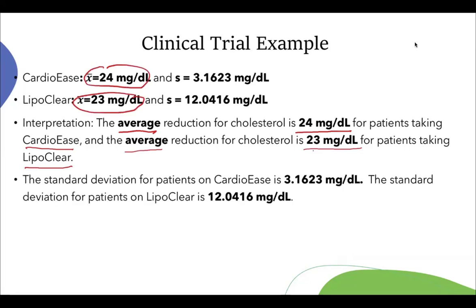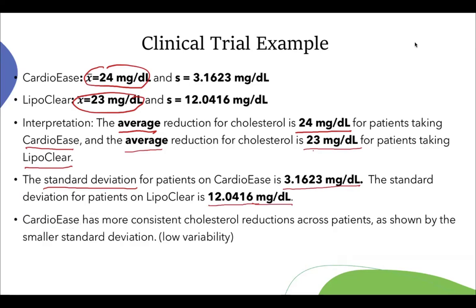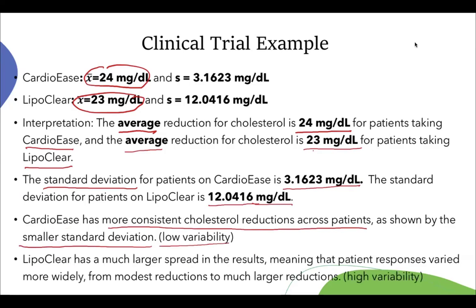But now let's interpret the standard deviation. The standard deviation for patients on CardioEase is 3.1623 mg/dL, and the standard deviation for patients on LipoClear is 12.0416 mg/dL. So we can make this interpretation here. CardioEase has more consistent cholesterol reductions across patients as shown by the smaller standard deviation, which means low variability. So more consistency is what we see when we have lower standard deviation.